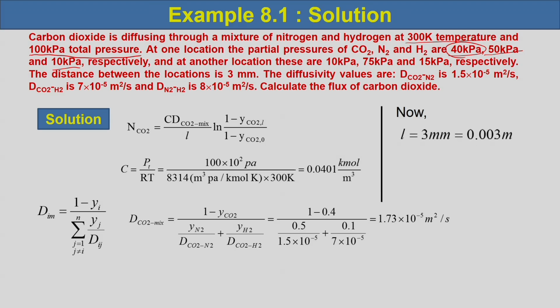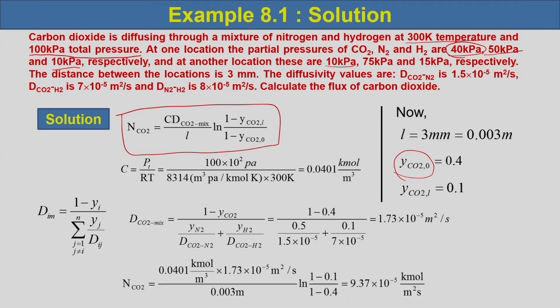Now, the length between the two locations is 3 millimeter, which is 0.003 meter, and Y_CO2 at 0 is 0.4. The mole fraction of CO2 at location 1 is 0.4, and at location 2 it is 0.1, which is 10 kilopascal of carbon dioxide at the other location. So, with this, we substitute in this equation.